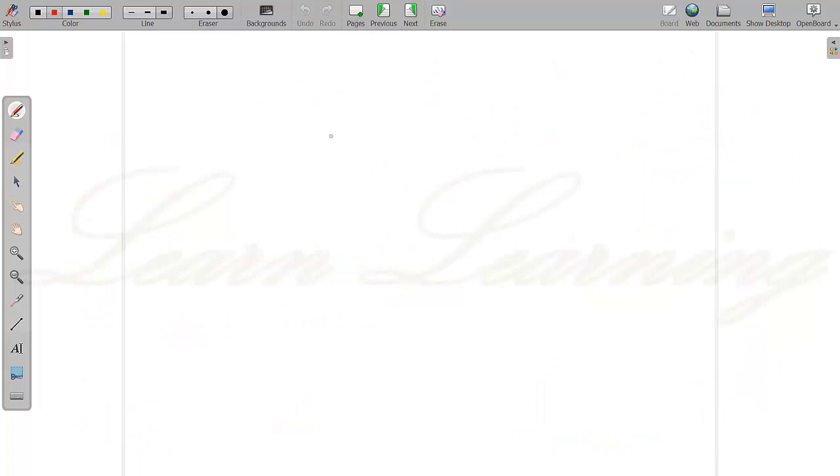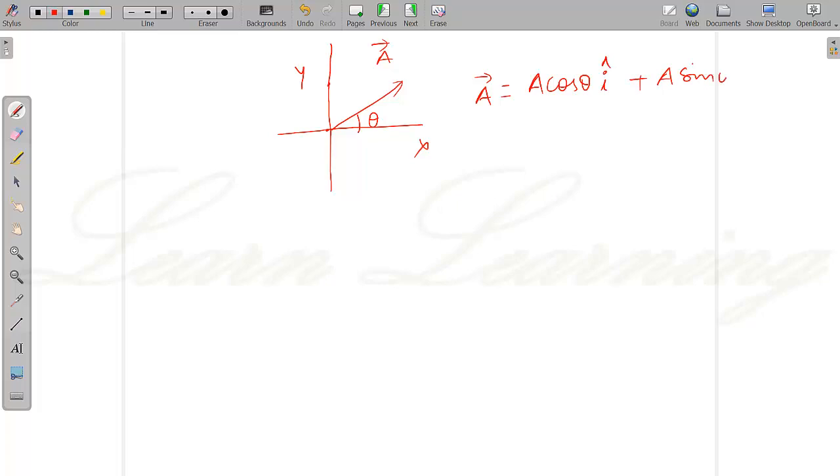So we'll see. Let's say there is a vector A. We'll just see the x-axis and y-axis for simplicity now. Same thing we can extend for the z-axis also. So let's say there is a vector A which is making an angle theta with the x-axis. How we can split a vector is, we can write A cos theta in the x direction and A sin theta in the y direction.